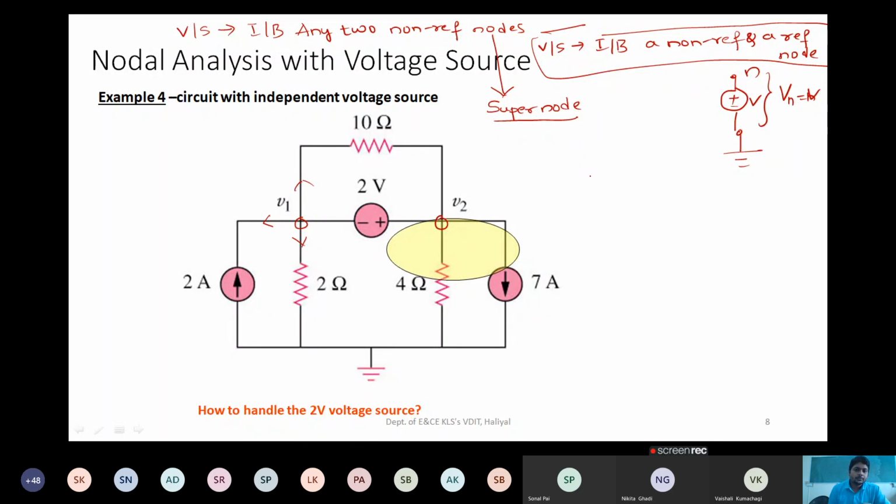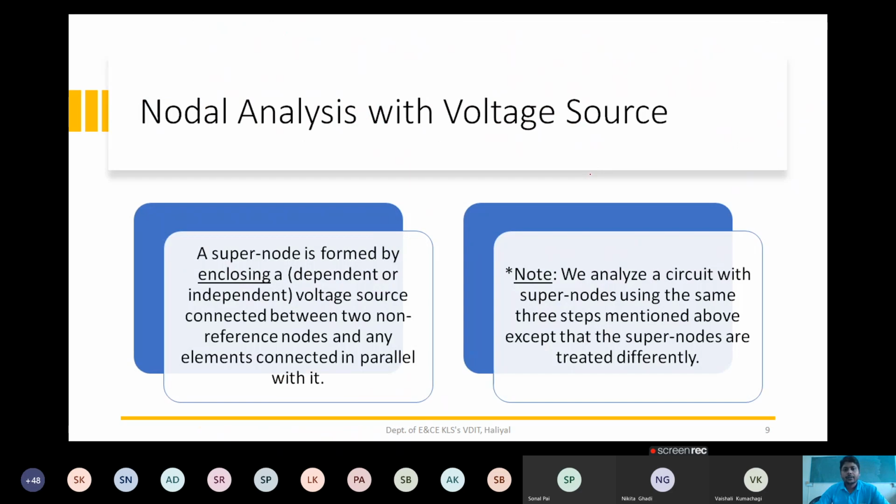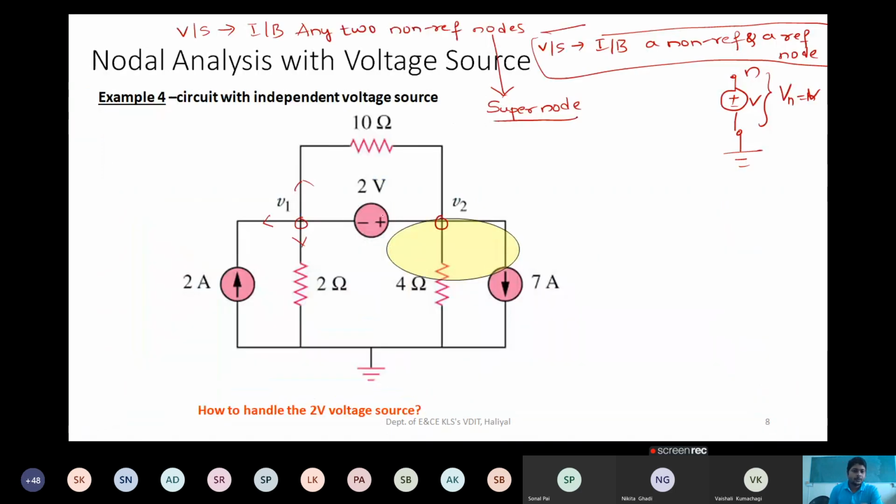So we get a super node. A super node is formed by enclosing a dependent or independent voltage source connected between two non-reference nodes and any elements connected in parallel with it. That means in this condition, there are two non-reference nodes with a voltage source connected, and it may have an element also. If an element is coming in between, that is also a super node.